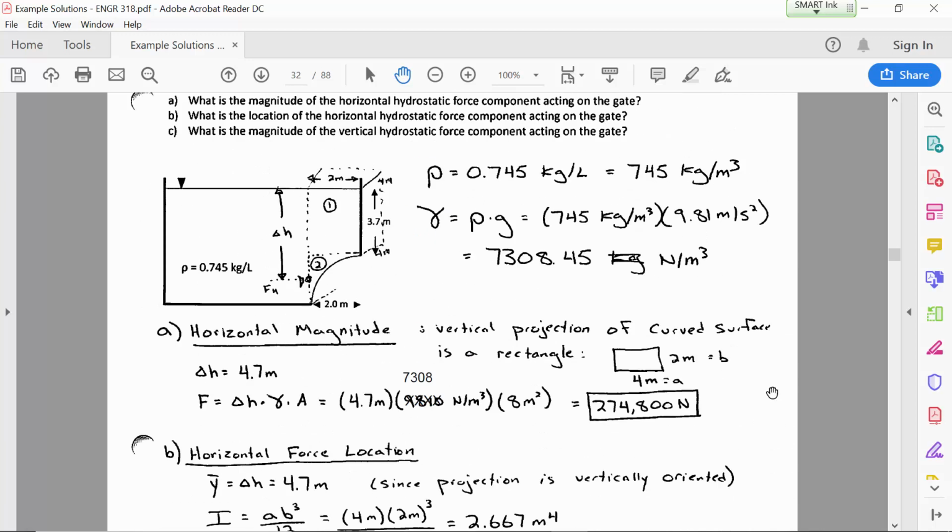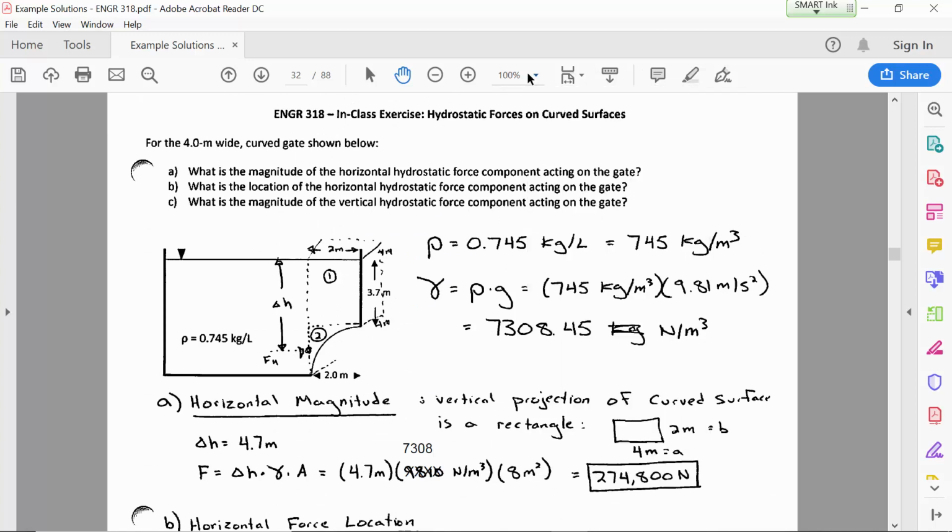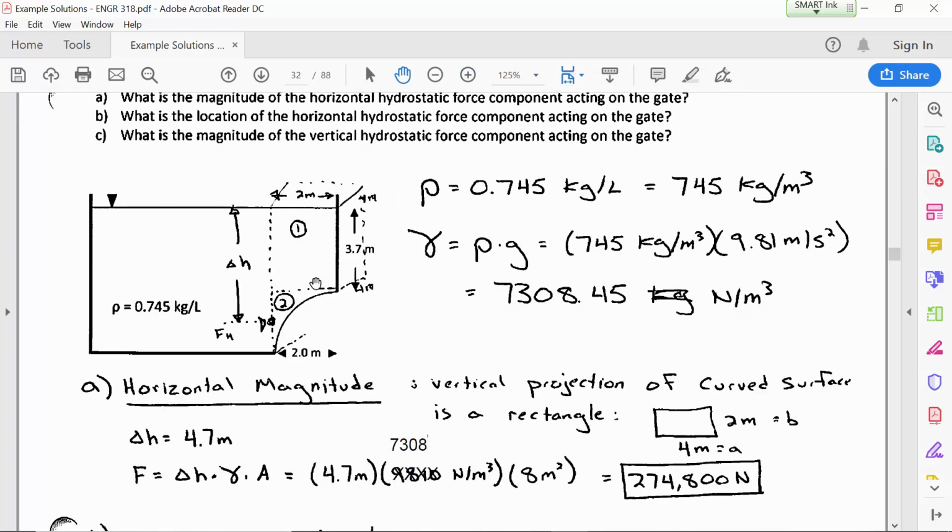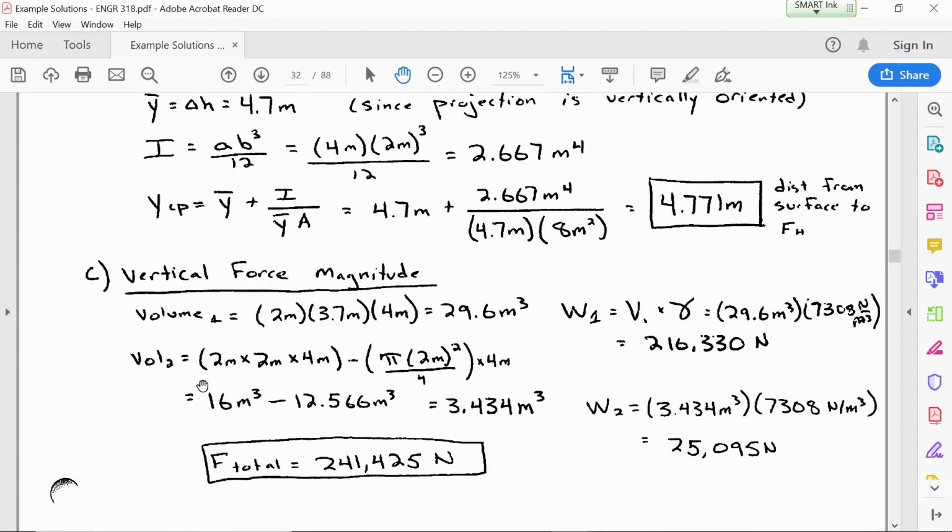Finally, the vertical force. Now, I broke this up. I just did little dashed lines here to delineate what the shape looks like. There's two pieces. There's this one piece that is 2 meters by 4 meters by 3.7. So that's piece 1. And then to calculate the volume of piece 2, I said there's a rectangle that's 2 by 2 by 4, and I'm going to subtract out the quarter circle element there. So 2 by 2 by 4, subtracting out the quarter circle, which is also 4 meters of width.